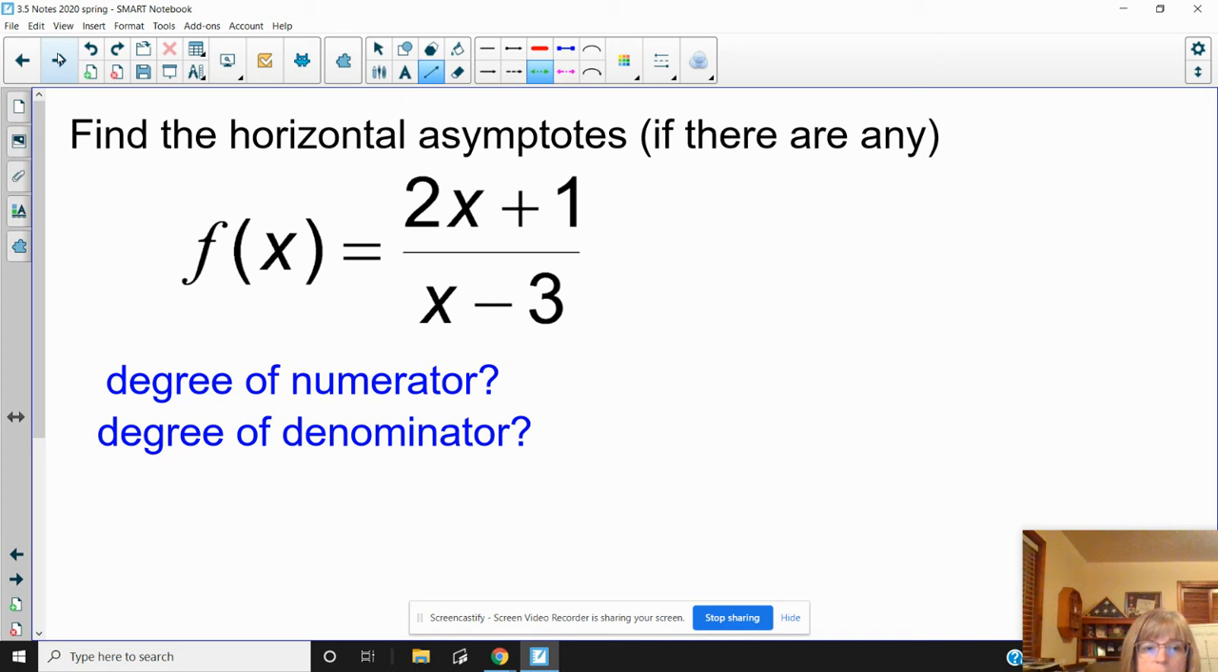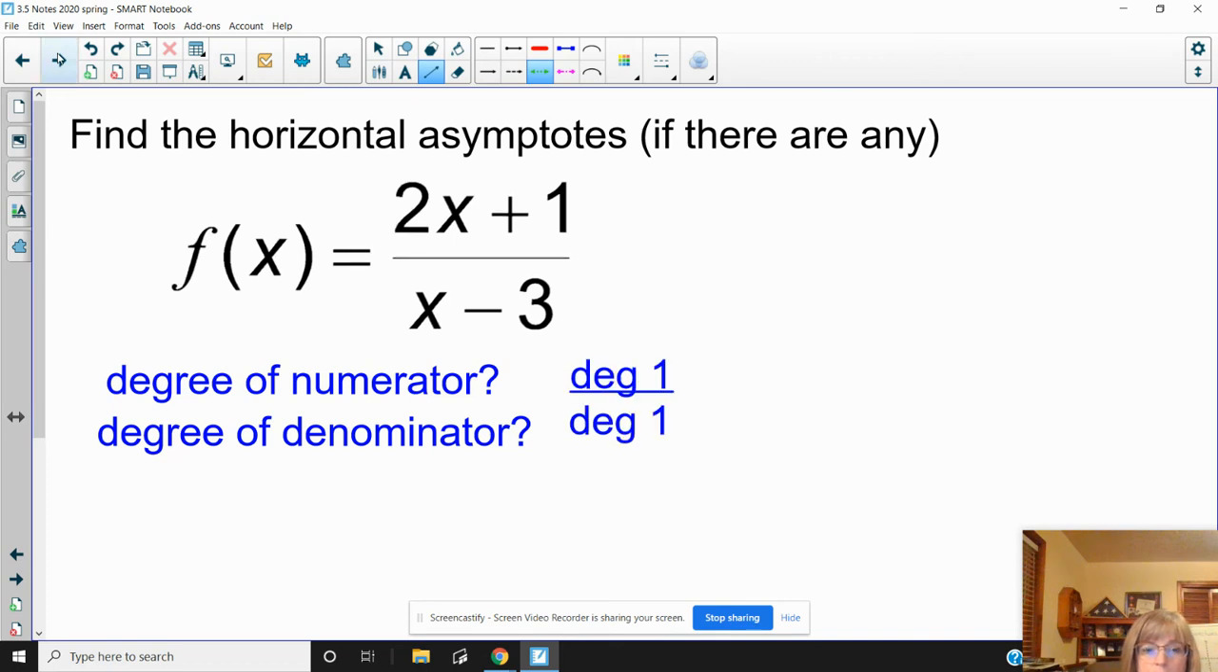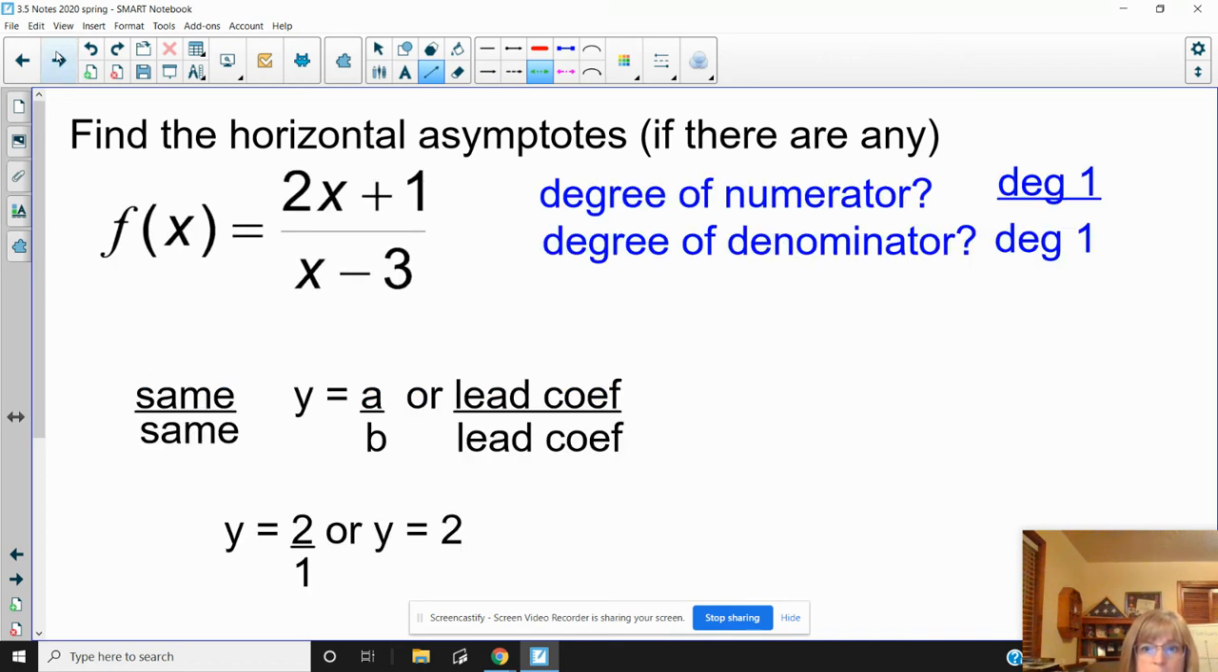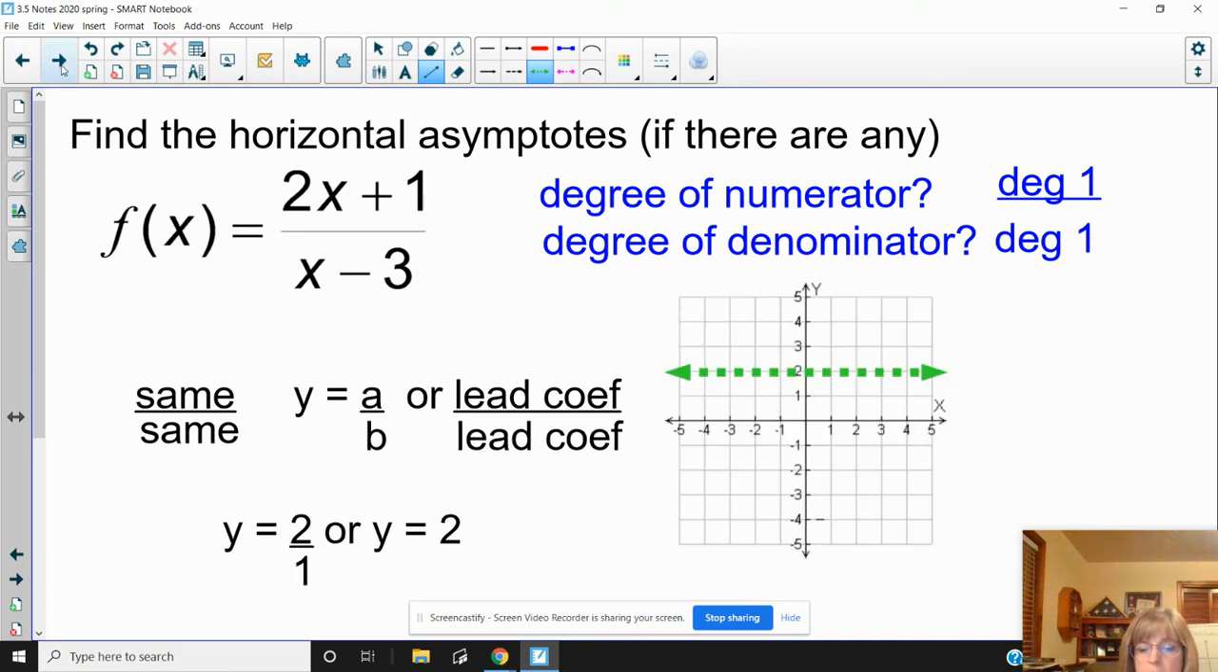How about this one here? f of x equals 2x plus 1 over x minus 3. So again, we look at the degree of the numerator and the degree of the denominator. They're both 1. So in this case, we have same over same. So we're using our leading coefficient over the leading coefficient. So we would have 2 over 1, because this coefficient here is 1, or just the line y equals 2, which is this horizontal line shown in this picture.